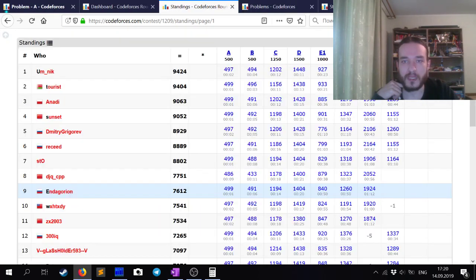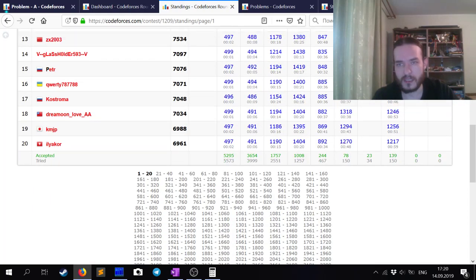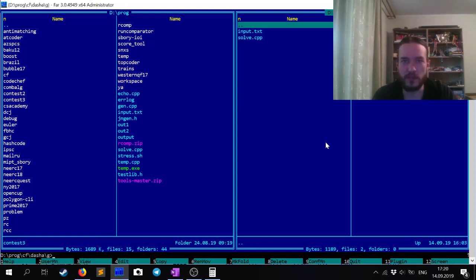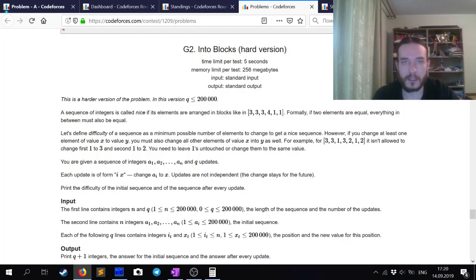Okay, so what we can do is solve G1 and then go from there. Yeah, I see lots of people solving it, and it's somewhat easy to do as well.